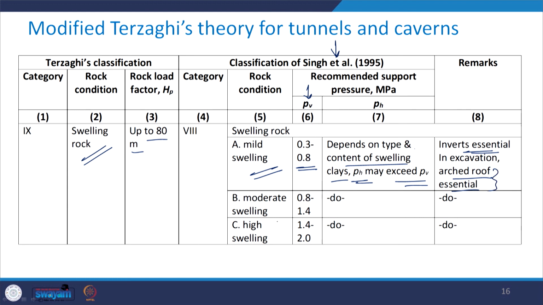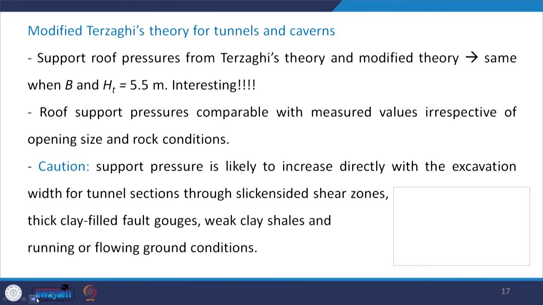Coming to the moderate swelling, you see as the degree of swelling increases, the support pressure also increases. The range here is more as compared to the mild swelling, and if you go to the high swelling situation, again the range is further high, that is 1.4 to 2 megapascal, and all the rest are the same as for the mild swelling situation.